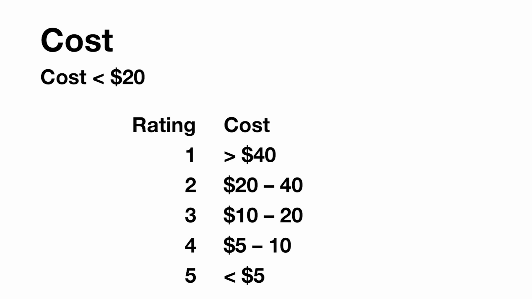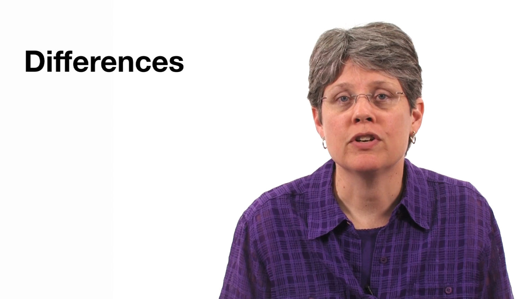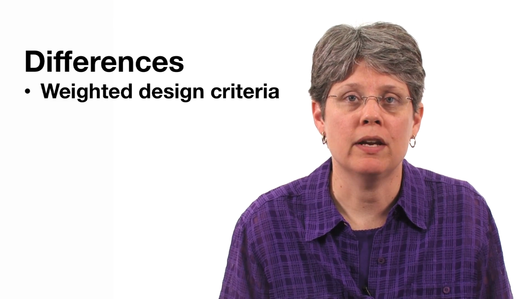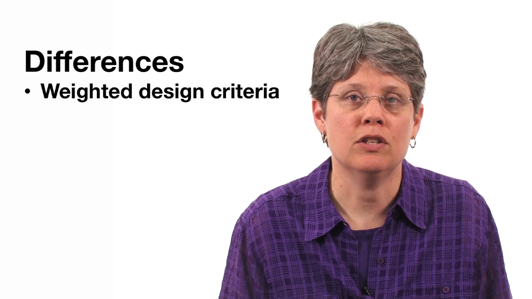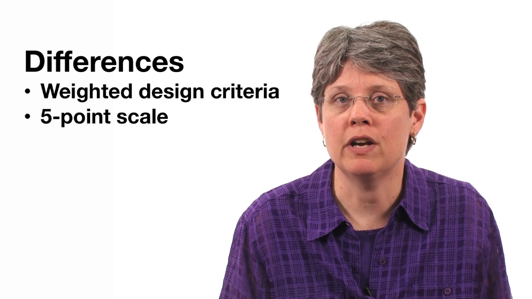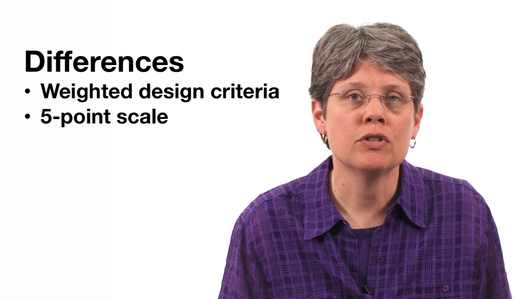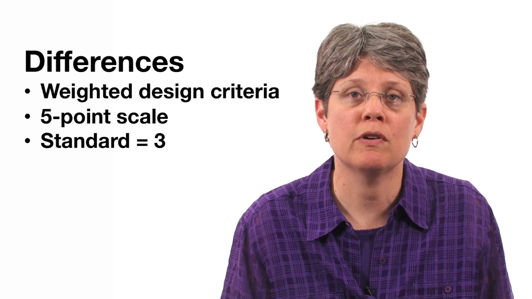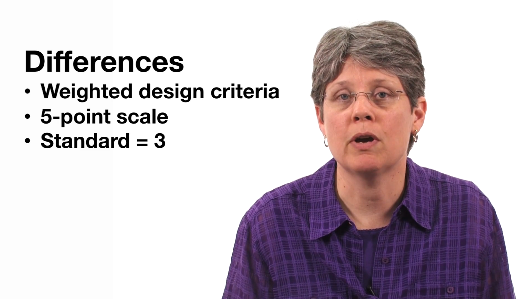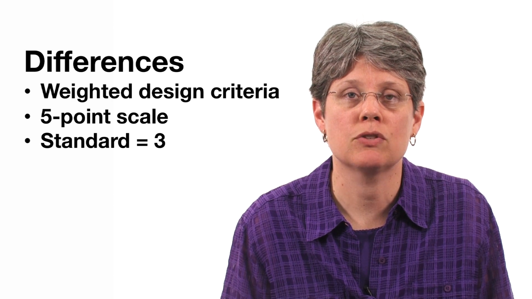With each level for each design criteria set, this allows a team to move through filling out the Pew matrix in a very systematic way. Mini recap. The first difference is that design criteria are weighted in a scoring Pew matrix. We just spent time talking about the second difference, which is using a 1 to 5 rating scale. The third difference is that the standard in a scoring Pew matrix is a value of 3, not a 0, as it would be in a screening Pew matrix.